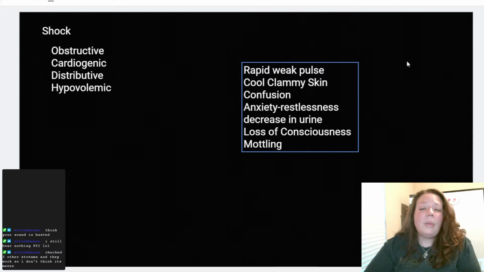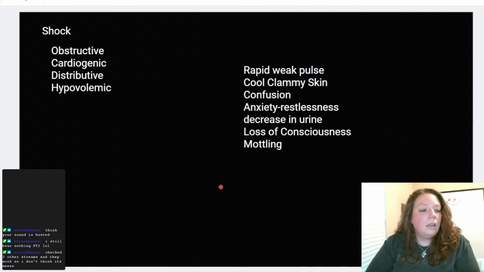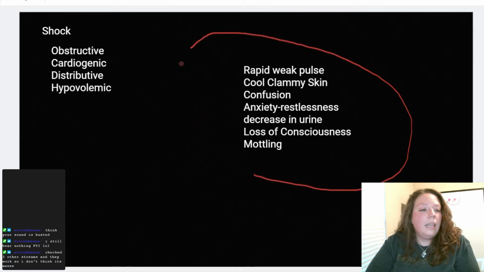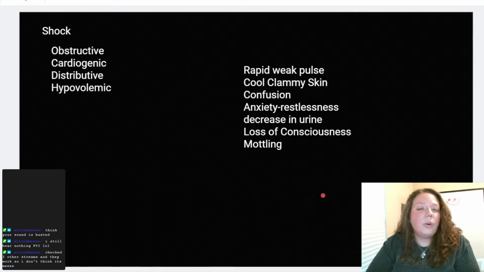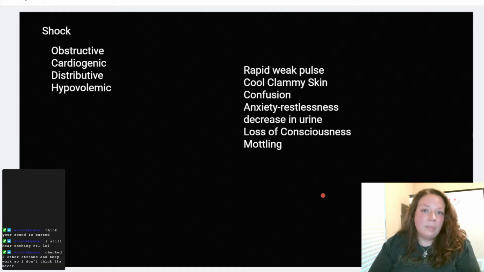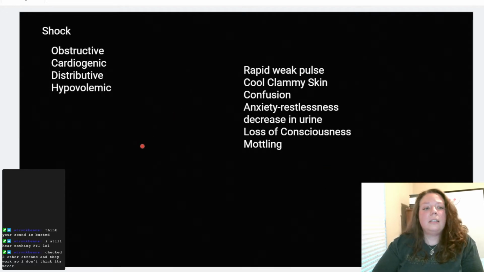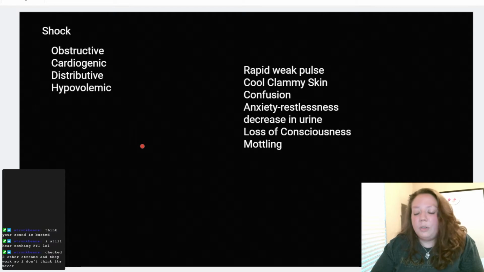But let's talk about what things you might see. These signs and symptoms right here are pretty much standard for all forms of shock, except for one. And we're going to go over that when we get to it. It's going to be neurogenic shock. That has a couple of different nuances that once you realize those differences, you're going to be able to spot it. But most shocks, your patient is going to have a very weak and rapid pulse.